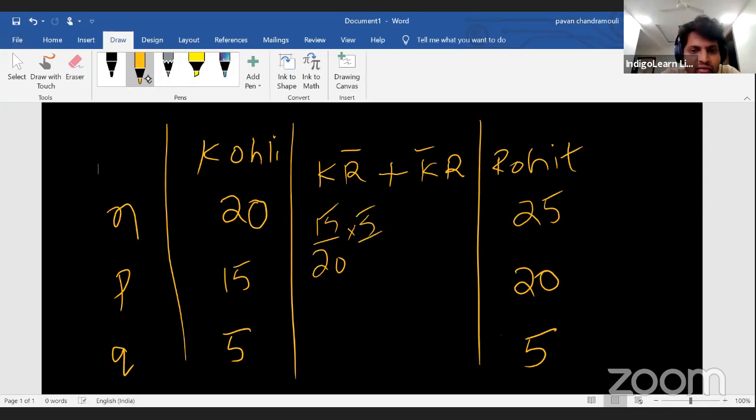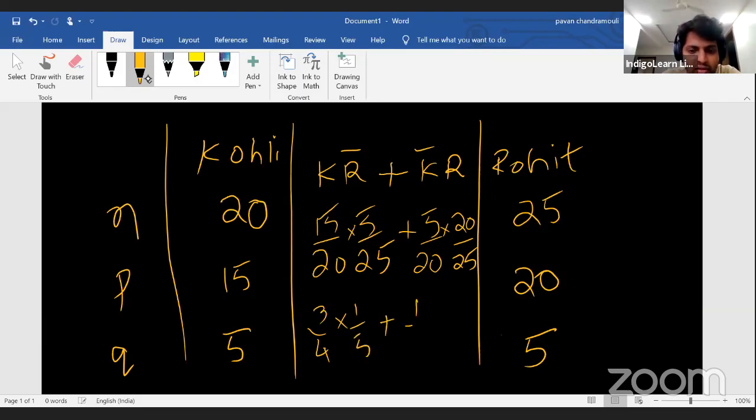So 5 upon 25. Now you can't just stop at only doing it for Kohli, because when Kohli scores a century, Rohit should not score a century. So I should read it as Kohli scores a century and Rohit not scoring a century. Since I use the word and, I'm doing into, or Kohli not scoring a century, 5 upon 20 occasions, into Rohit scoring a century, which is 20 upon 25. I hope this makes sense for you. So basically this will be 3 by 4 into 1 by 5 plus 1 by 4 into 4 by 5.